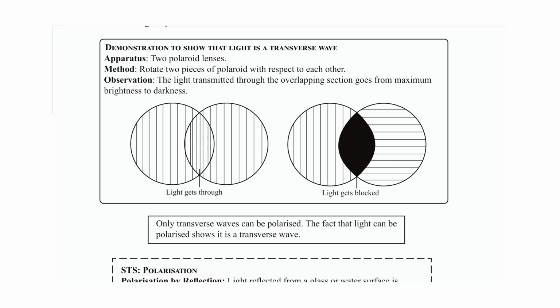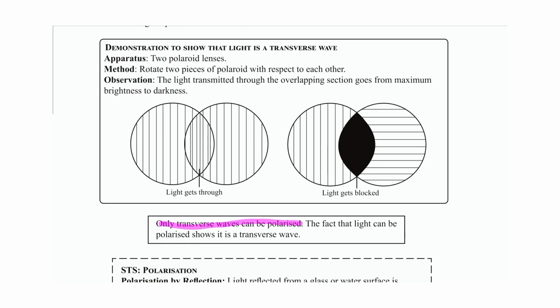Okay, the next thing you need to know in this part of the lesson on polarization is a demonstration experiment to show that light is a transverse wave. Well, didn't we say this? We said that only transverse waves can be polarized. So if I want to show that light is a transverse wave, I want to show it can be polarized. So the fact that light can be polarized shows it's a transverse wave. We'll keep that in mind.